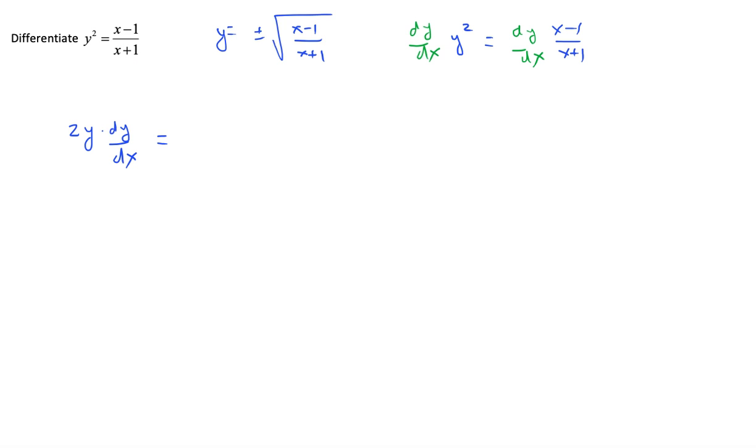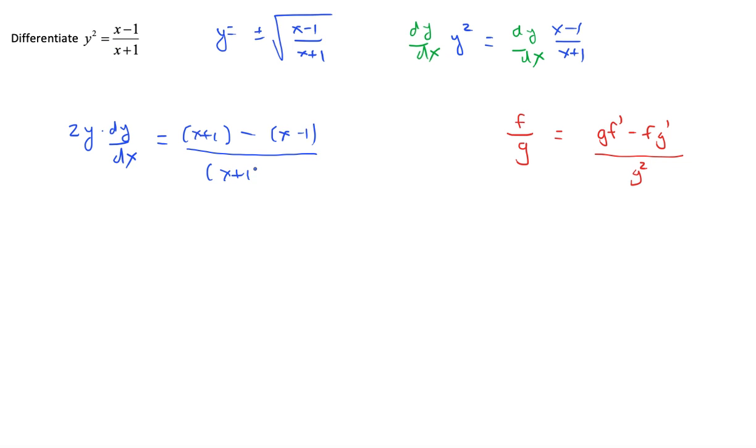Now we just take the derivative of the right side. In this case, we're going to have to use the quotient rule. If we have a function like f divided by g, this is a quotient. The derivative is g f prime minus f g prime, all over g squared. So the derivative of the numerator is just 1, so we get x plus 1, minus the numerator, which is x minus 1, times the derivative of the denominator. The derivative of x plus 1 is just 1. All of that over x plus 1 quantity squared.